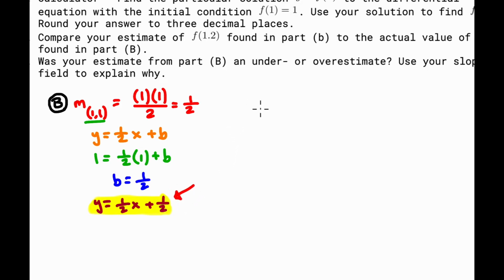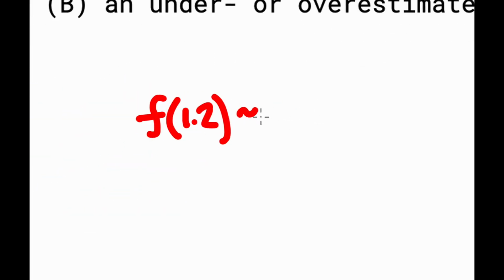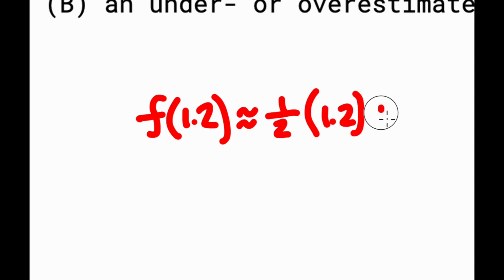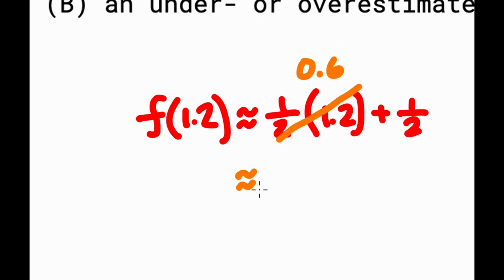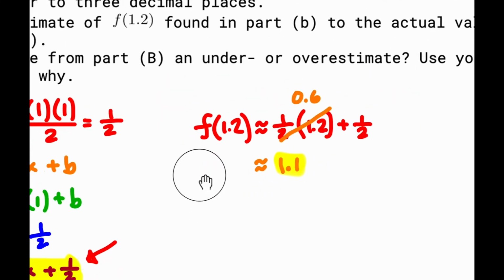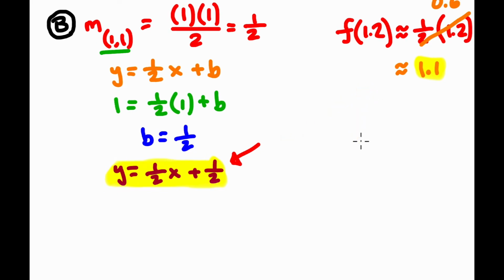So what I'm basically going to be doing to figure out what f of 1.2 is, the approximation anyway, so f of 1.2 is going to be approximately equal to 1 half of 1.2. So 1 half times 1.2 plus 1 half. This whole thing right here ends up being 0.6. So it's 0.6 plus 0.5. So the answer should be 1.1 for this approximation. So we're using this y equals mx plus b to figure out that approximation.